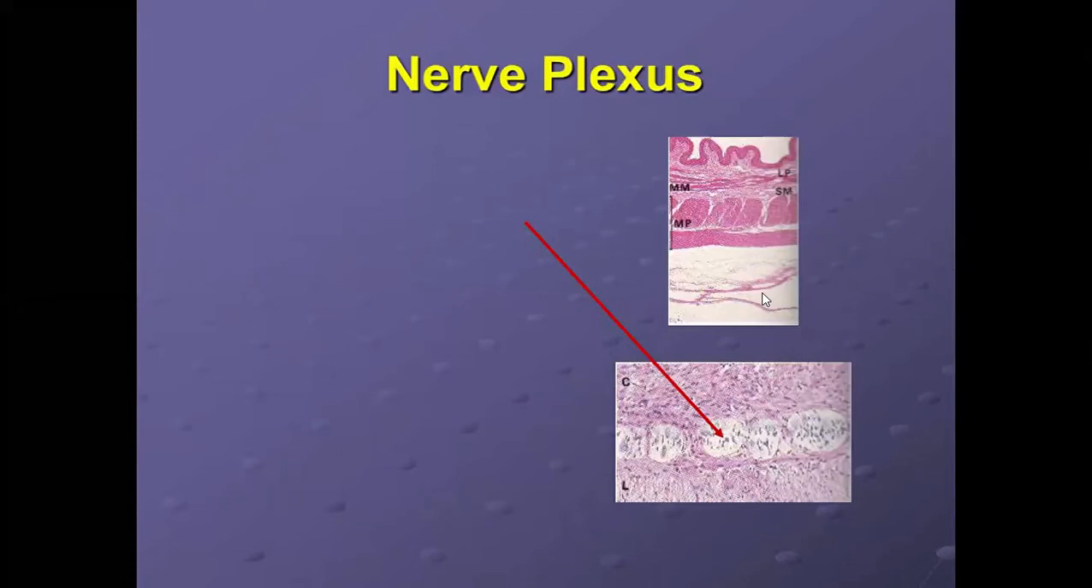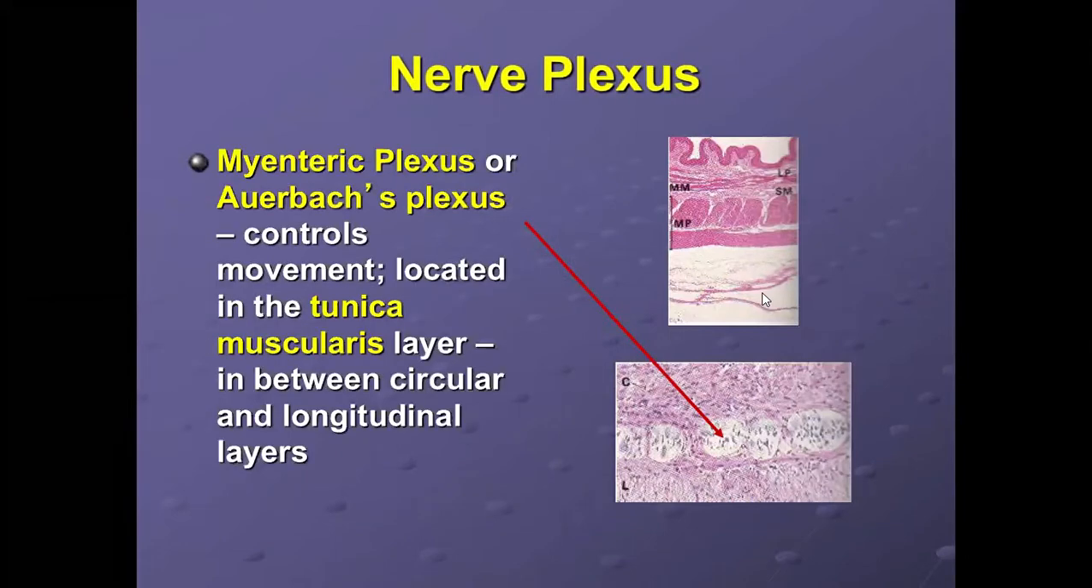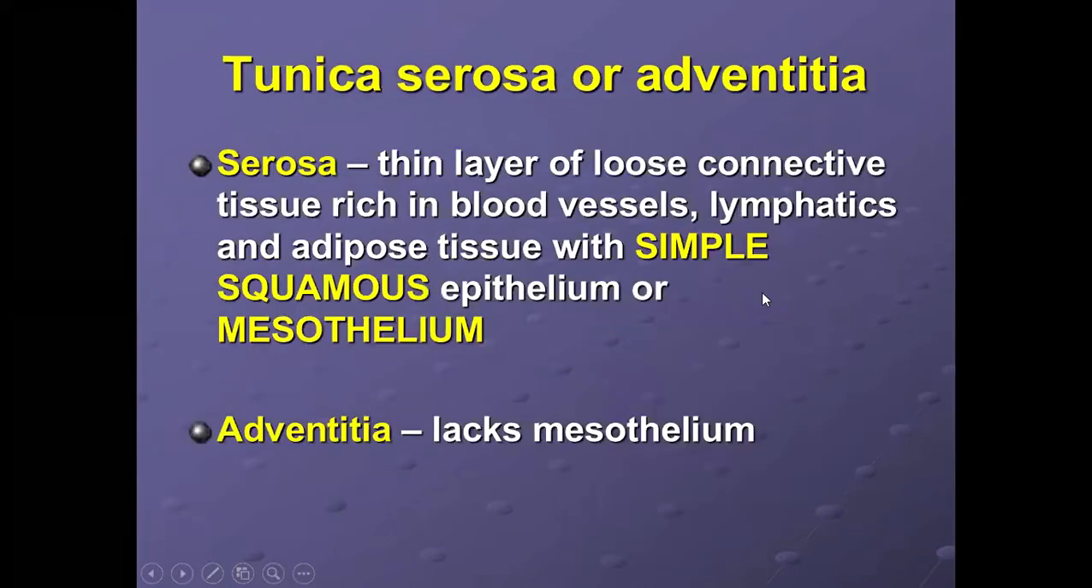Again, you have your nerve plexus, myenteric plexus, or Auerbach's plexus. This controls the movement located in the tunica muscularis layer, between the circular and the outer longitudinal layers. Tunica serosa or adventitia.